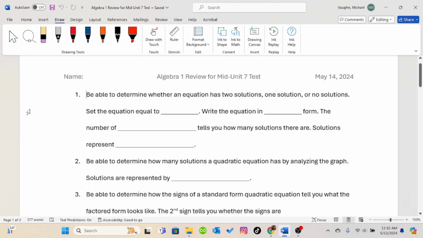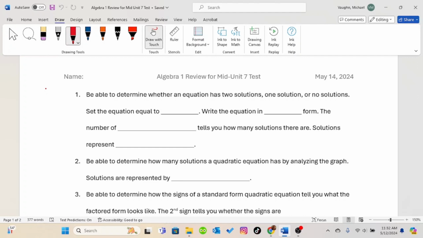Welcome to the Algebra 1 review for the Mid-Unit 7 test, which will be Thursday. As long as you understand the concepts that we talk about in this study guide, you should do fine on the test.